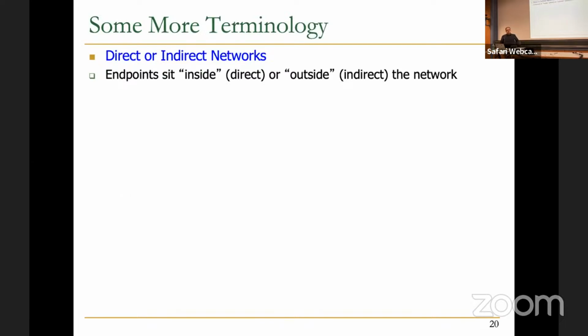Okay. And these are hopefully the last terminologies. Depending on the way that you design your network, you can categorize them as direct or indirect networks. In direct networks, endpoints sit inside the network. If they sit outside, we call it an indirect network.